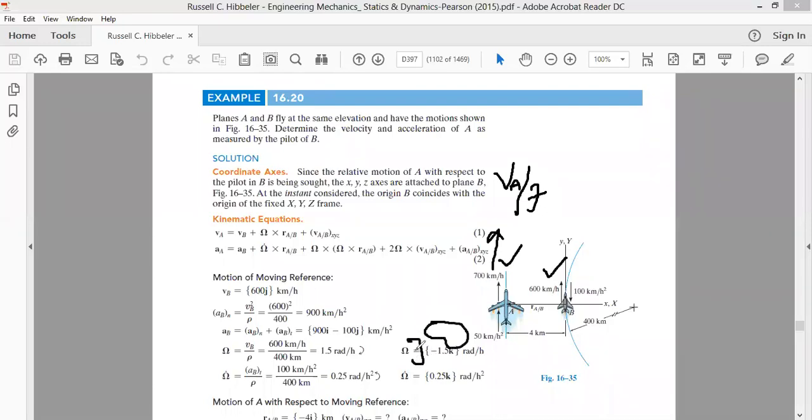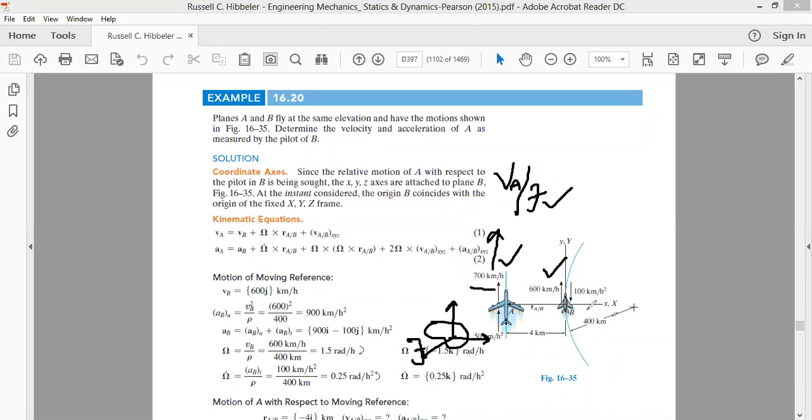We say there is a ground observer, a ground frame of reference. This is the x-axis with respect to that ground observer, this is the y-axis with respect to the ground observer, this is the z-axis with respect to the ground observer. And the ground observer observes the motion of aircraft A and says it is flying with a speed of 700 km per hour. So this is the speed of aircraft A as measured by an observer on the ground. So this is the velocity of A with respect to the observer on the ground, G.